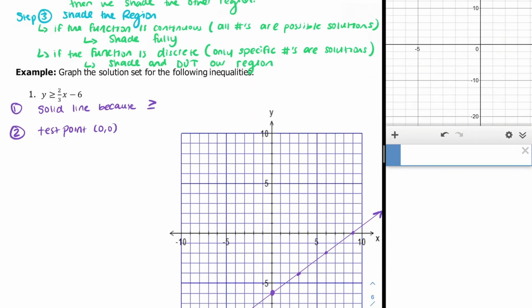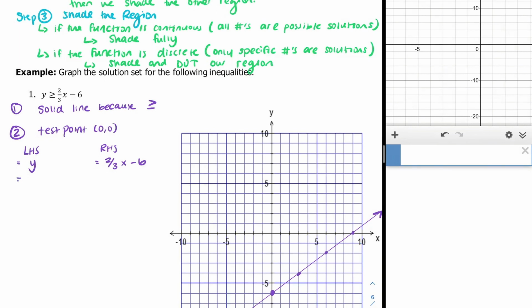Now that we've picked our test point, we are going to plug it into the inequality. When we plug it into the inequality, we actually break the inequality up into 2 halves. We say what's on the left-hand side of the inequality and what's on the right-hand side. That's what LHS and RHS stand for. On the left-hand side of the inequality sign, we've got y. And on the right-hand side, we've got 2/3 x minus 6. What we are doing now is plugging in 0 every single time we see an x, and plugging in 0 every single time we see a y.